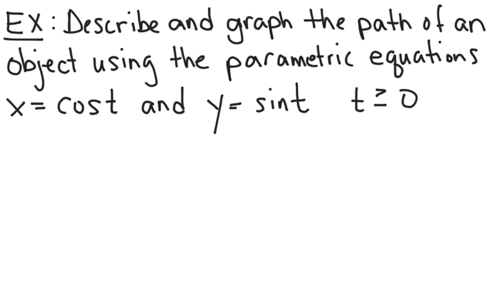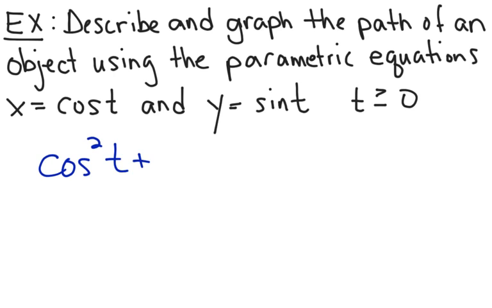So I want to describe the graph and the path of the object using the parametric equations x equals cosine t and y equals sine of t, where t is greater than or equal to 0. Well, if you go and graph this in your calculator, you're going to notice that it's a circle.